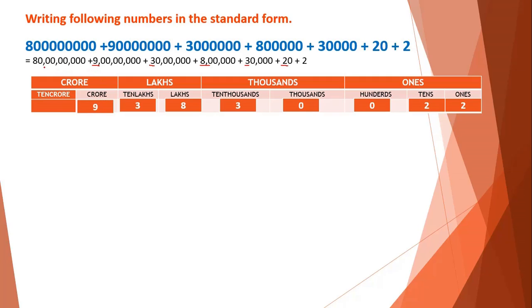Last number we have is 80 crore. We skipped all the zeros. 8 is in place, therefore I will write 8 here. Here we got the number. Now we will write this number into standard form using the periods.